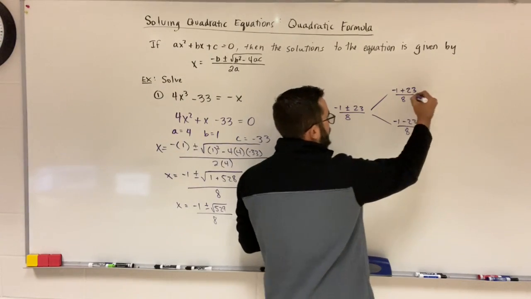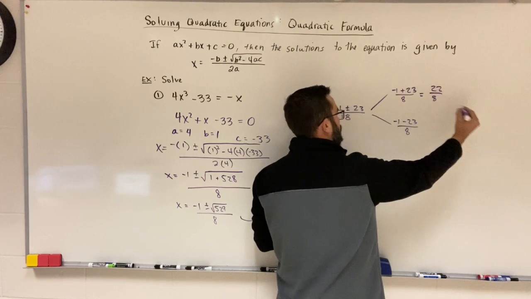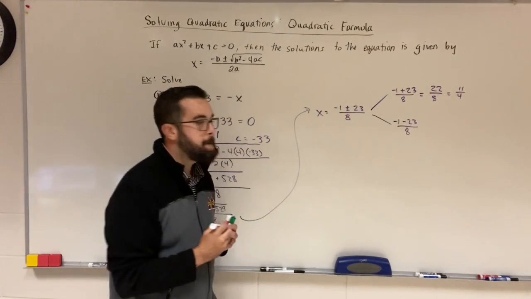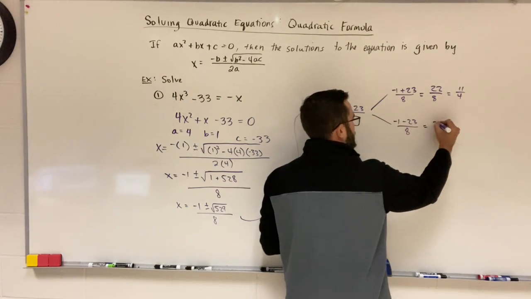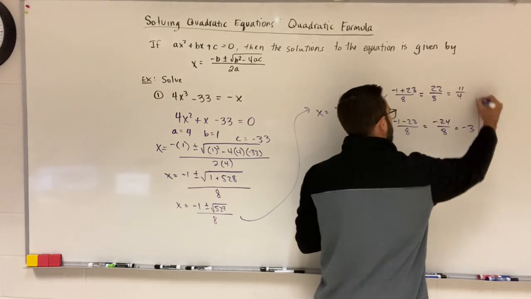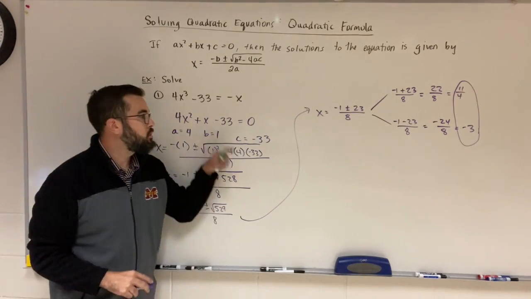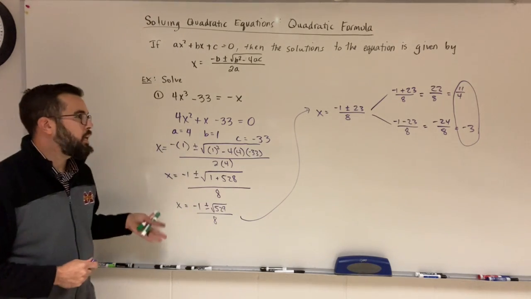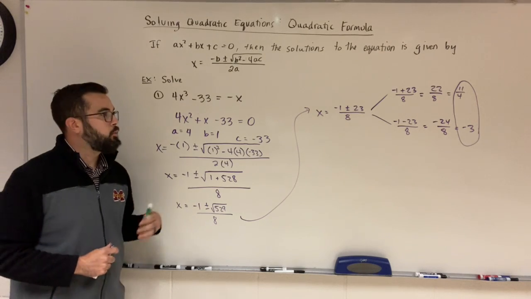All right, so negative 1 plus 23 is 22 over 8, which reduces to 11 over 4. And then negative 1 minus 23 is negative 24 over 8, which is negative 3. And there's your solutions to this equation. Now, you might be wondering, well, can I factor and get those solutions? Because those look like solutions that I got when I factored.